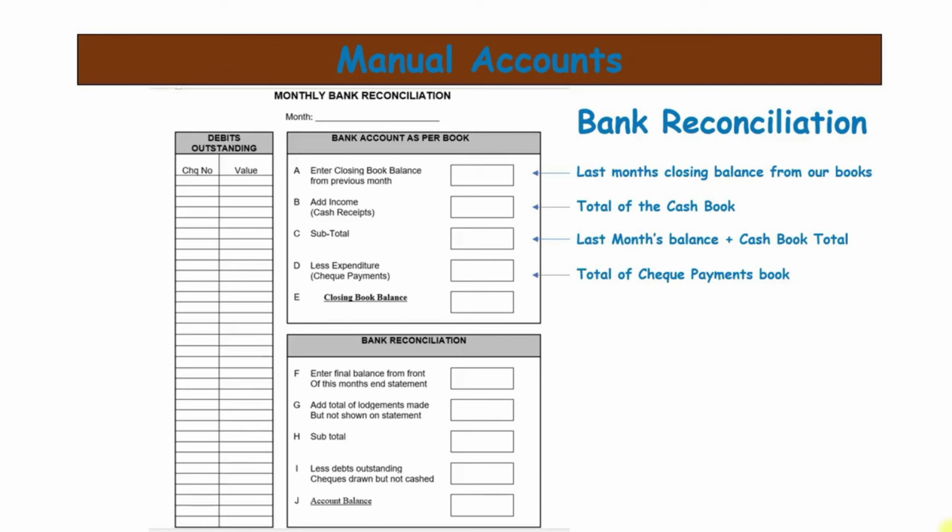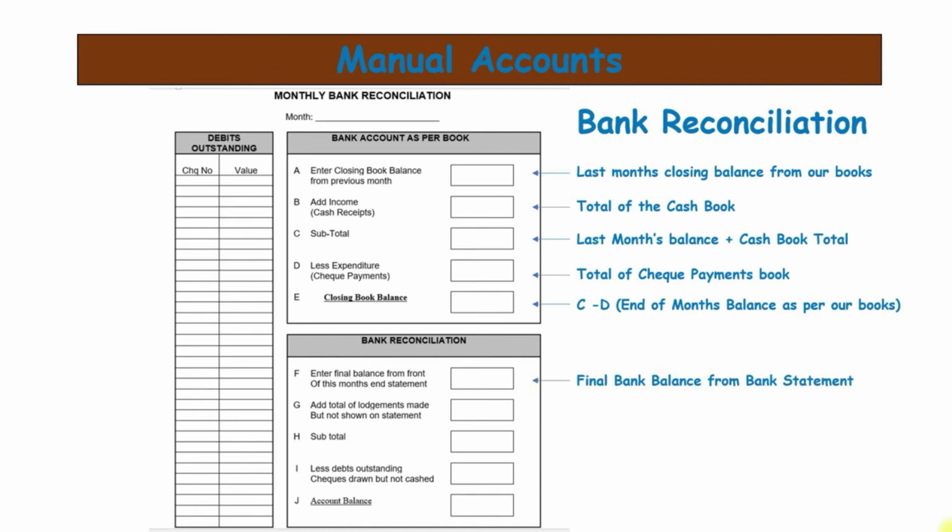We then subtract D from C, which is essentially subtracting all money that went out during the month from all money currently in. This is our closing book balance, which is how much money should be in our account according to our books. The next section relates mostly to the bank statement for the same month.